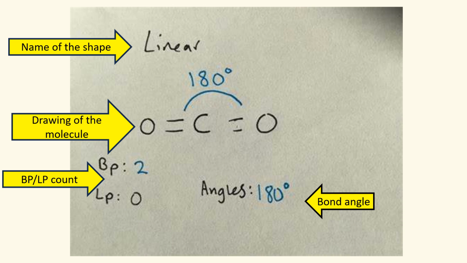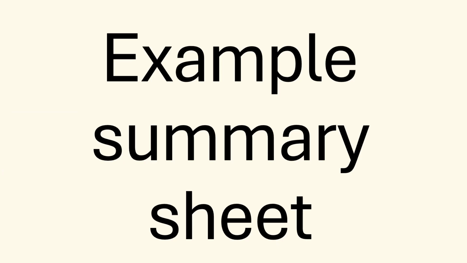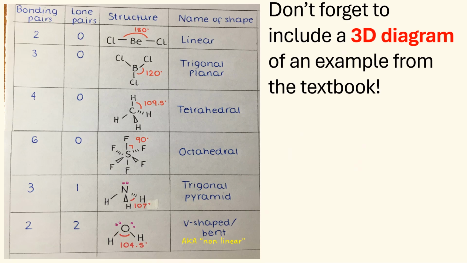Now you may wish to do a summary sheet of all of those too. I'll give you an example of one here. At the bottom you've got V-shaped or bent. It's sometimes called nonlinear as well. These are the three-dimensional structures. For linear, this time round it's used BeCl2. You could have just as easily used carbon dioxide from the last slide if you wanted to.